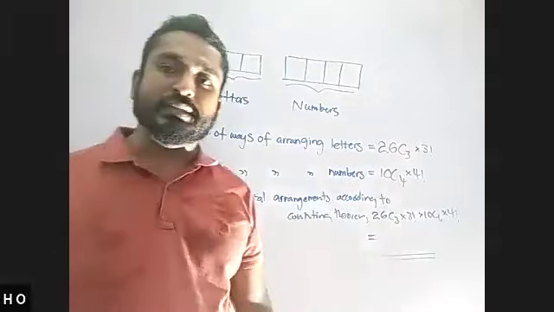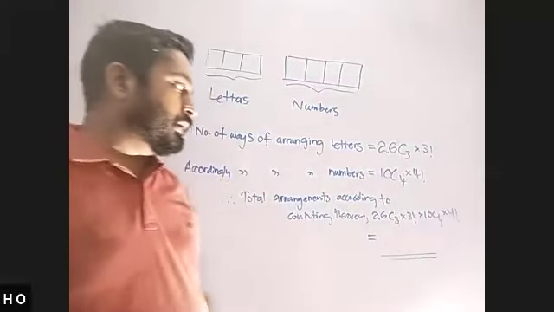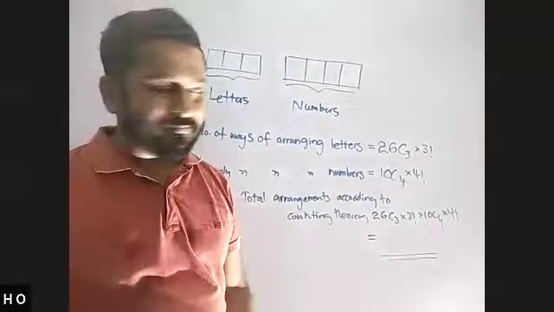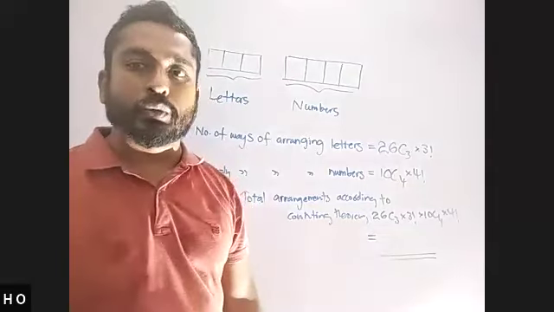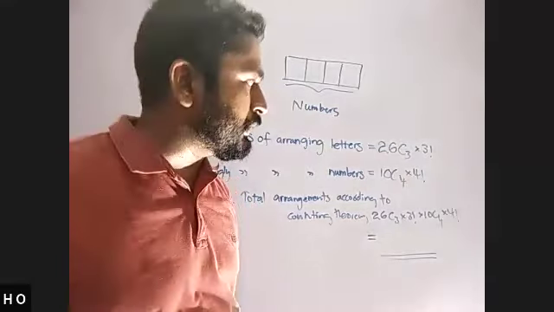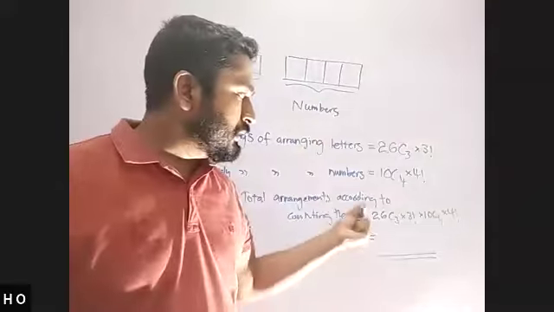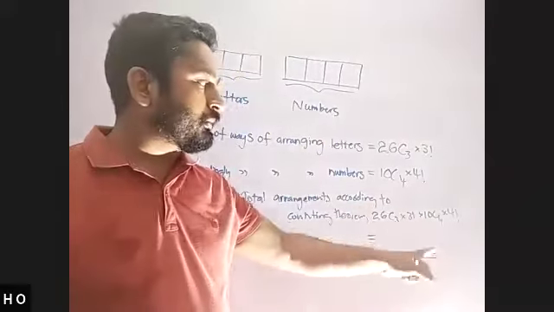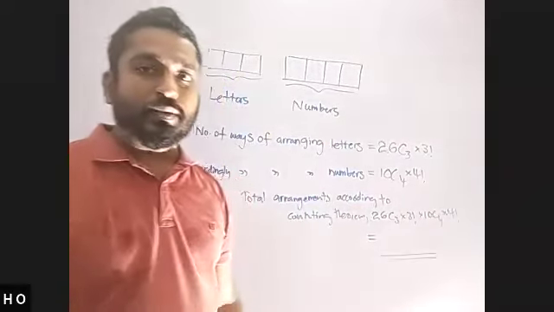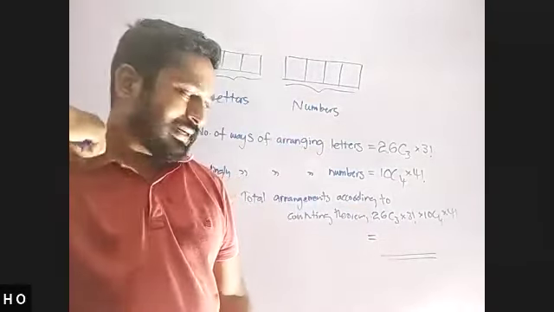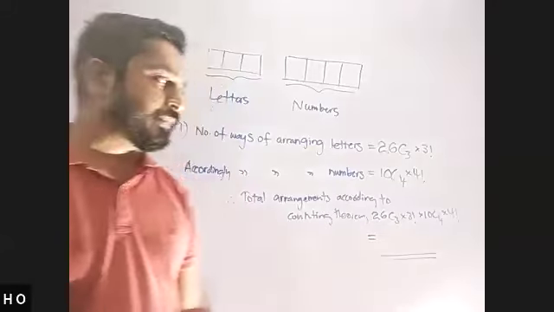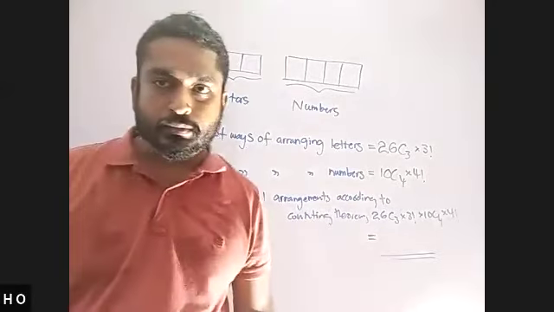26C3 is 26 factorial over 23 factorial into 3 factorial. 10C4 means 10 factorial over 4 factorial into 6 factorial into 4 factorial. The 3 factorial and 3 factorial, and 4 factorial and 4 factorial cancel out, and you'll have the final answer. Has anyone calculated? You can give me the answer, then others can check. That is how you need to calculate.